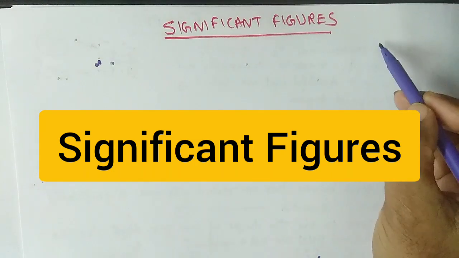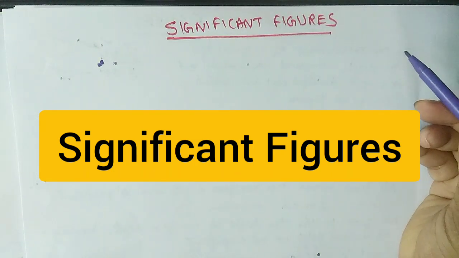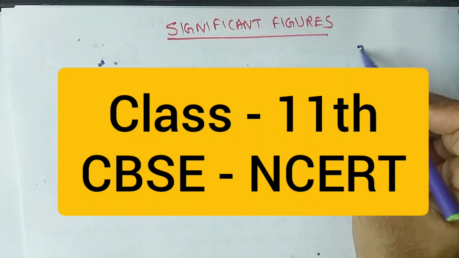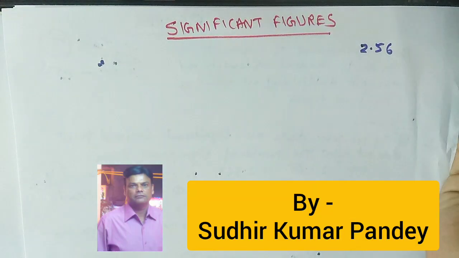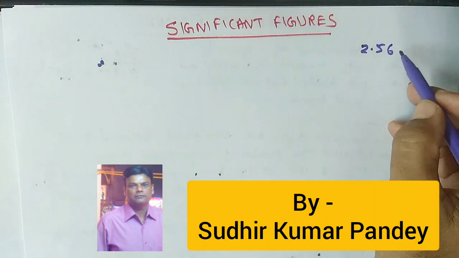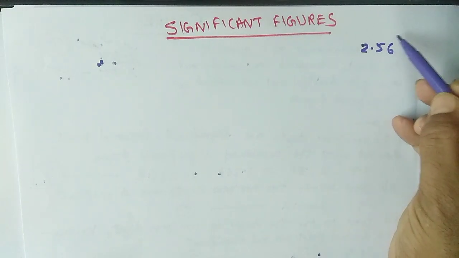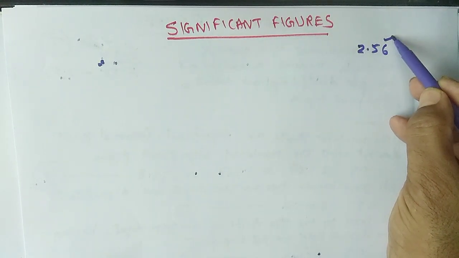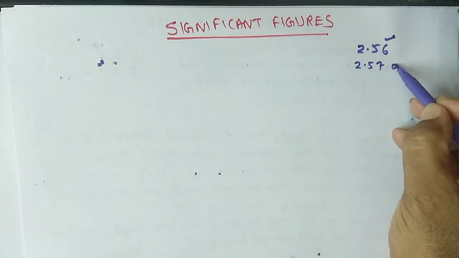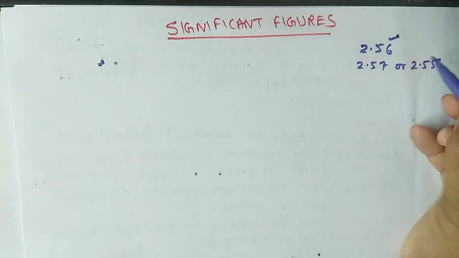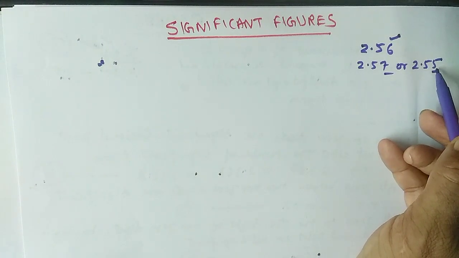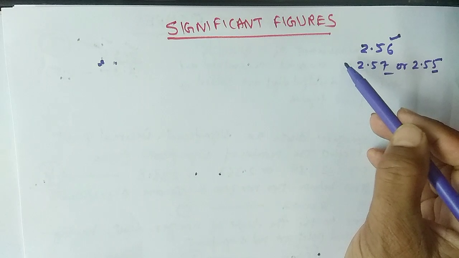Dear students, when you measure any length or any type of physical quantity, you write the readings like 2.56. So, is it correct? Is it absolutely correct? No, students, it is not absolutely correct, because the last digit of this measurement is always doubtful. It may be 2.57 or it may be 2.55 also. So the last digit is always doubtful, and before that last digit all the digits are accurate.